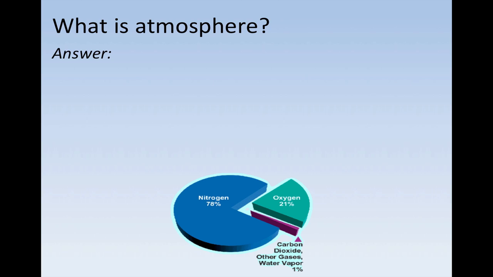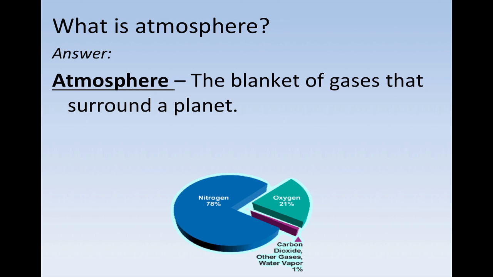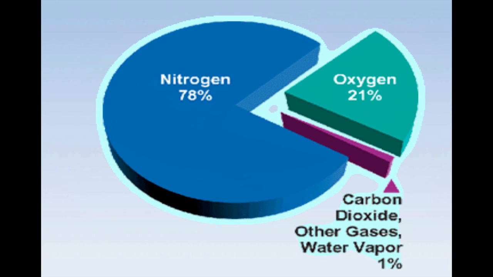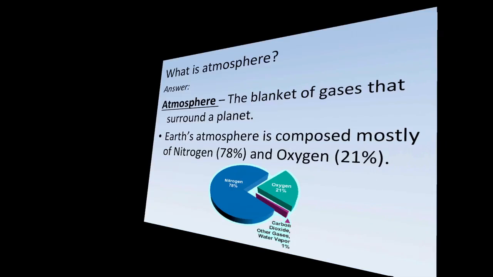Definition of atmosphere. Here we go. The blanket of gases that surround a planet. That's the definition that it has in our book. However, it's pretty much just our sky, or the air that's above our surface. That's our atmosphere. Earth's atmosphere is 78% nitrogen, 21% oxygen. Everything else, just that 1%, is carbon dioxide, argon, hydrogen, about 10 other gases that make up our atmosphere, plus water vapor, the same thing that causes rain.